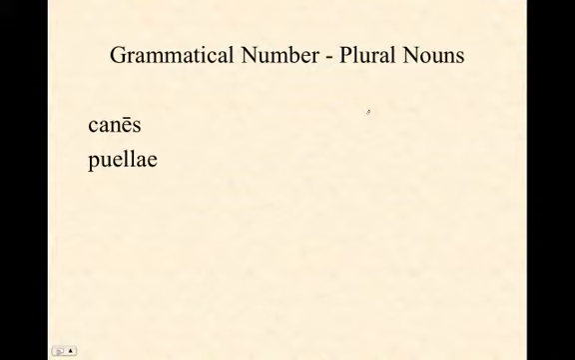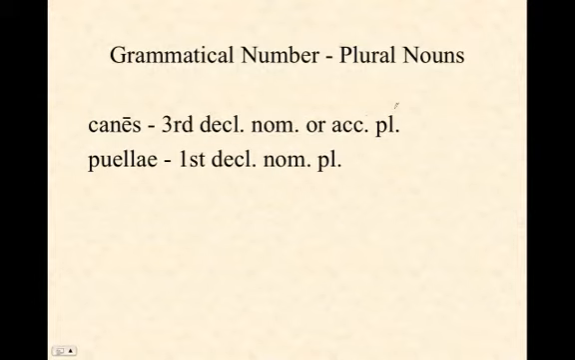On to the plural. Just like singular, if a noun is describing something more than one of whatever it describes, we call that noun plural. And so if I ask you what number canes and puellae are, the answer is plural. It is also true that they have several other things true about them. They aren't the same declension, they aren't the same case, but they are both plural.